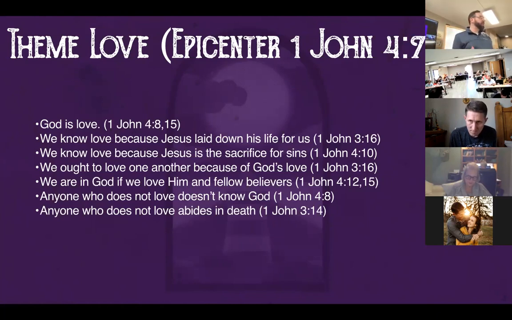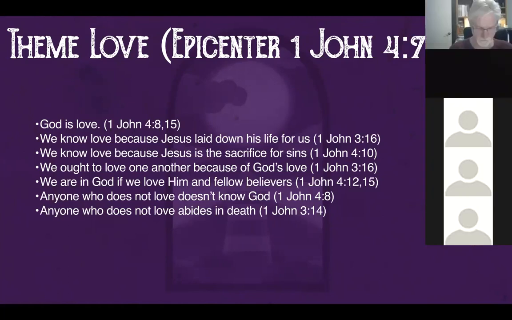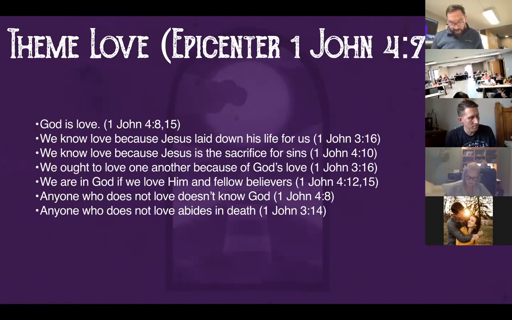That whole section is him pressing into this idea of love. This is where he says God is love. For beloved, let us love one another, for love is from God. And whoever loves has been born of God and knows God. And anyone who does not love does not know God, because God is love. And he's pressing love in so heavily at this point.